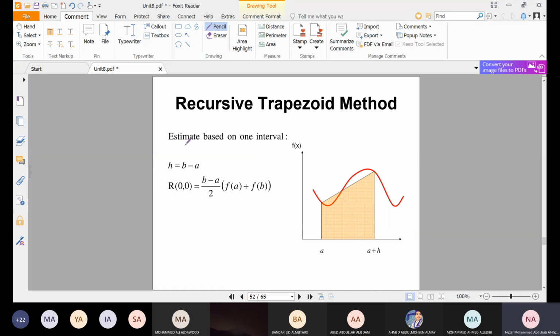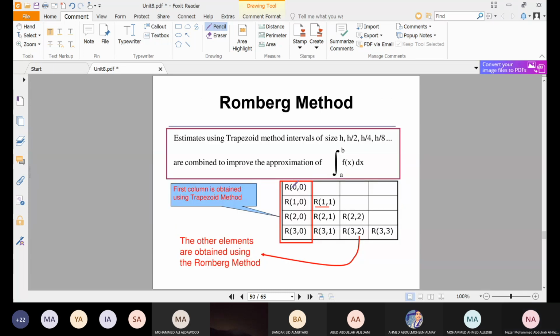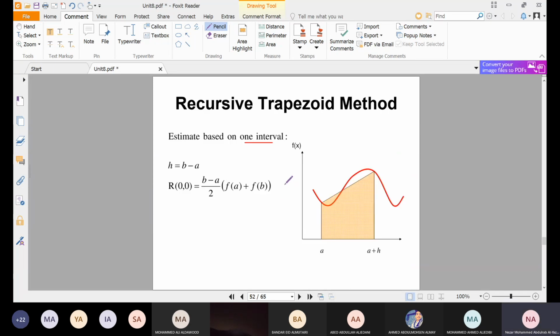If we want to estimate one interval, in the table you can see we have R00. This means the first column, row 0, the first number here. How can we compute R00? We apply the trapezoid rule directly, with this formula: (B minus A) over 2 times f at A plus f at B, because here we have a single segment.